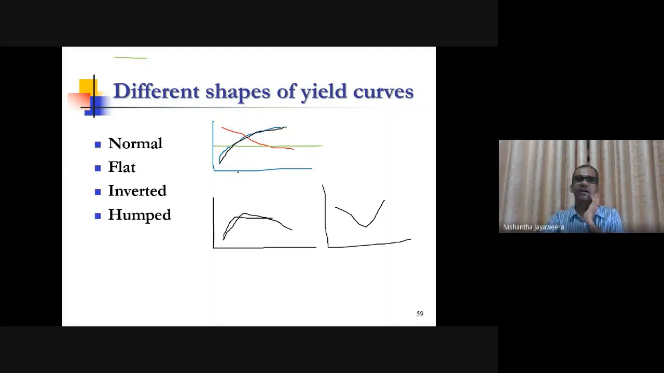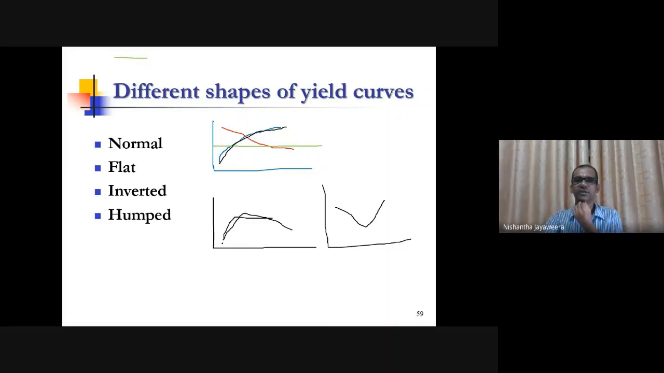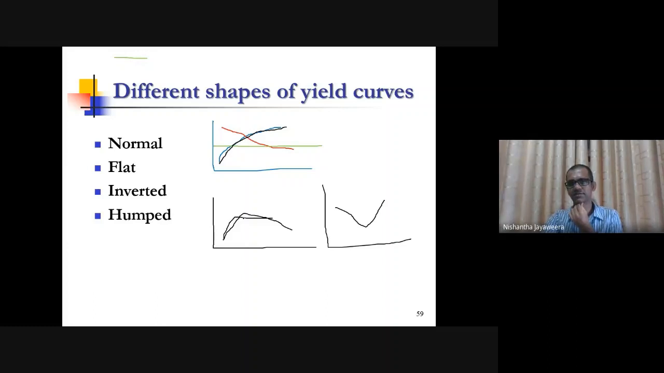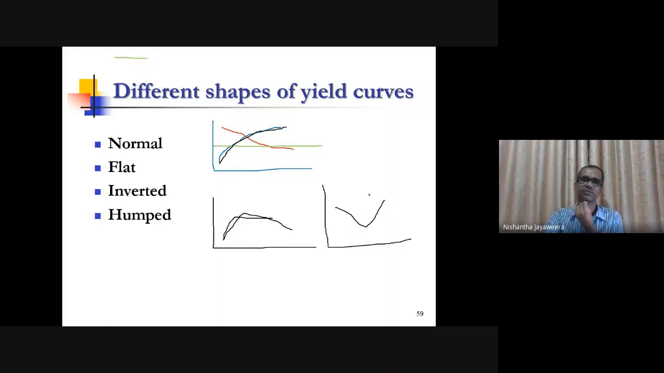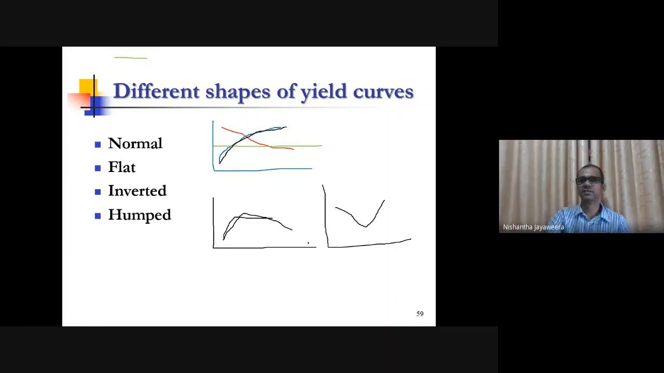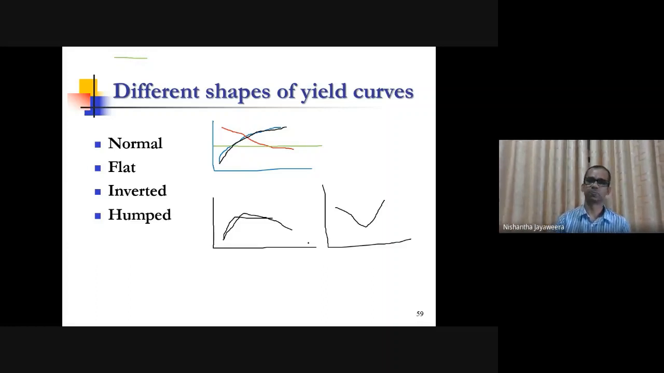What do you expect in the humped one? For the first, in this case, for a shorter period or until the mid, interest rate would increase, then interest rate would decrease. Here, initially interest rate would decrease and then interest rate would increase. That's some sort of view of the market when we have these different yield curves.